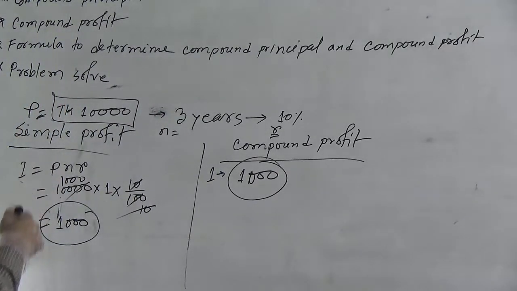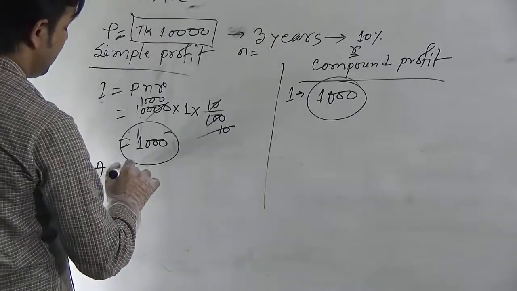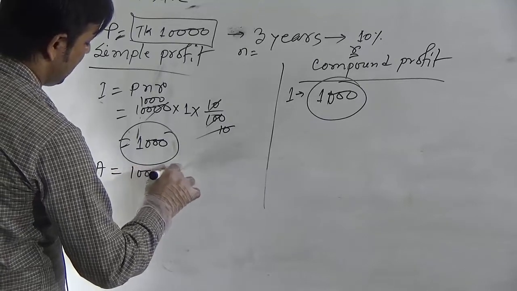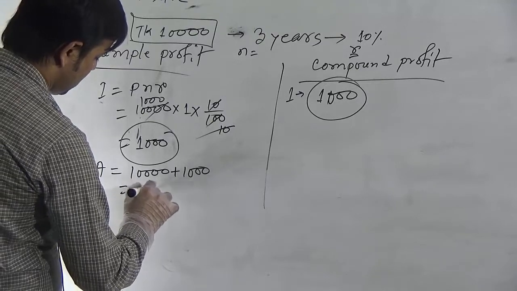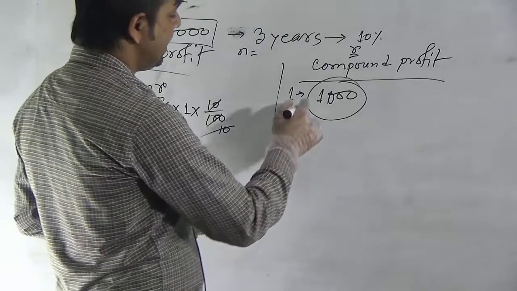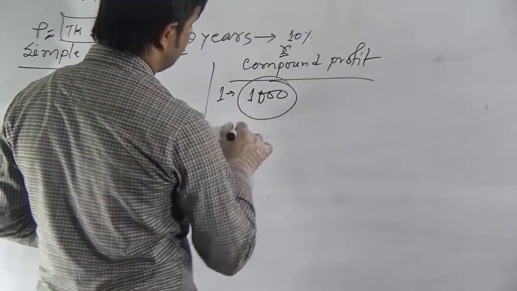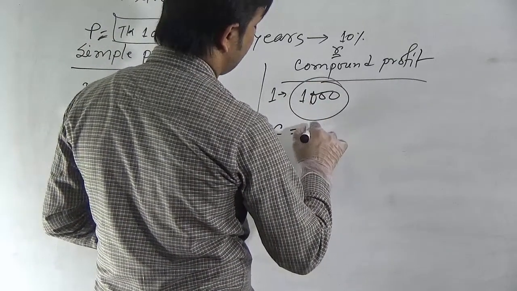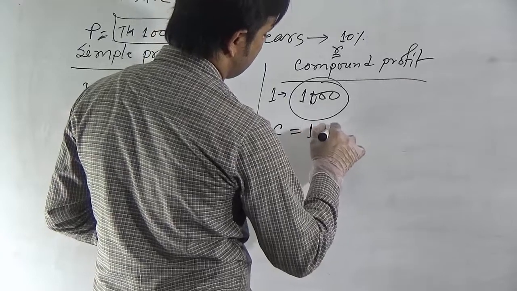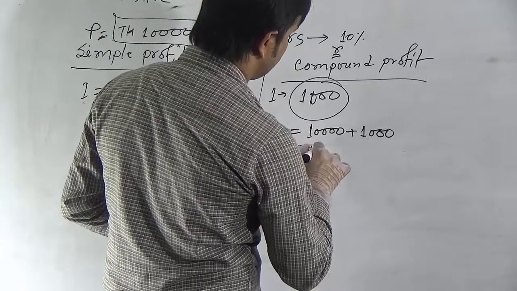After 1 year the profit will be 1000 taka. In this case, the profit principal, which we can express by A, will be 10,000 plus 1000, that is 11,000. And here the profit principal also, which we can denote by C as this is compound interest, will be also 10,000 plus 1000, that is 11,000.